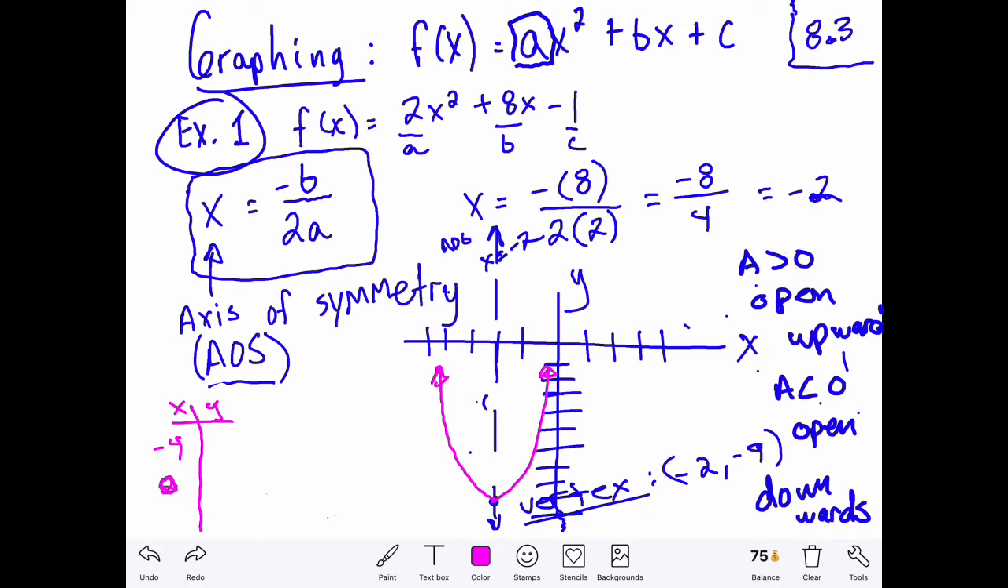And I can always evaluate, say, one of these, f of 0: 2 times 0 squared plus 8 times 0 minus 1. Well, that's 0 plus 0 minus 1, that's negative 1. So my parabola actually should go through right there. I have the shape pretty close. I'd want to have it go through there.